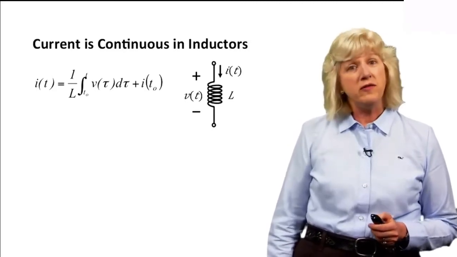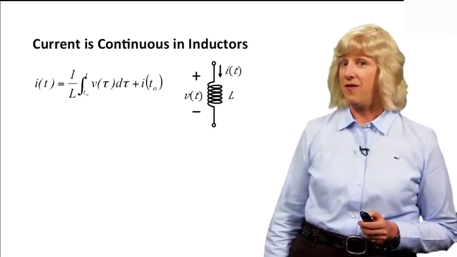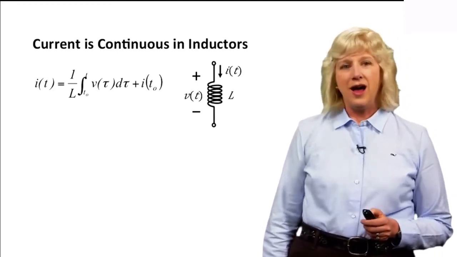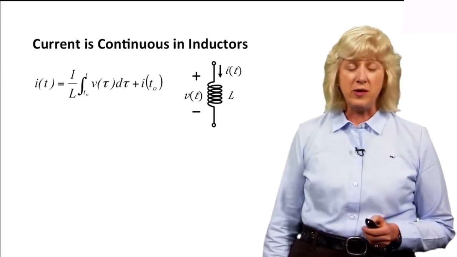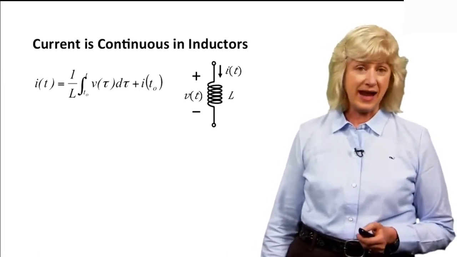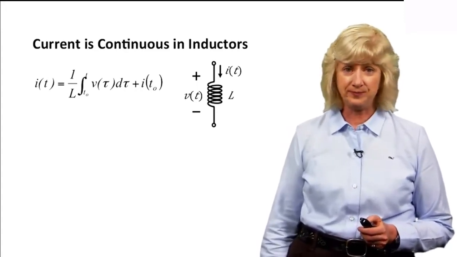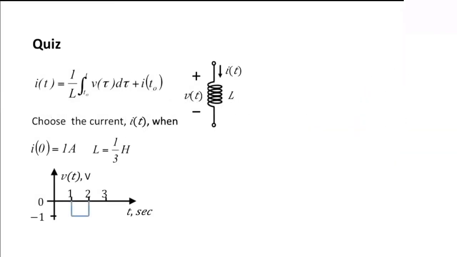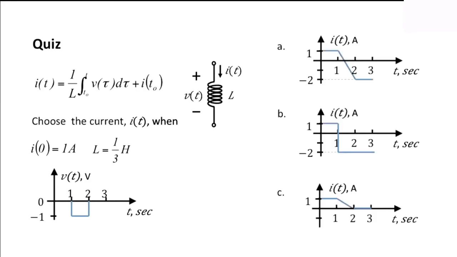All right, the same sort of thing holds true for inductors, but for current. So current is continuous in inductors. And I'd like for you to try the following quiz. The mathematics is really the same as we just went through for the capacitor. So let's suppose that we have the initial current at t equals 0 is 1 amp, the inductance is 1/3 henries, and the voltage is as shown. Then I'd like for you to please choose one of these 3 curves for current.